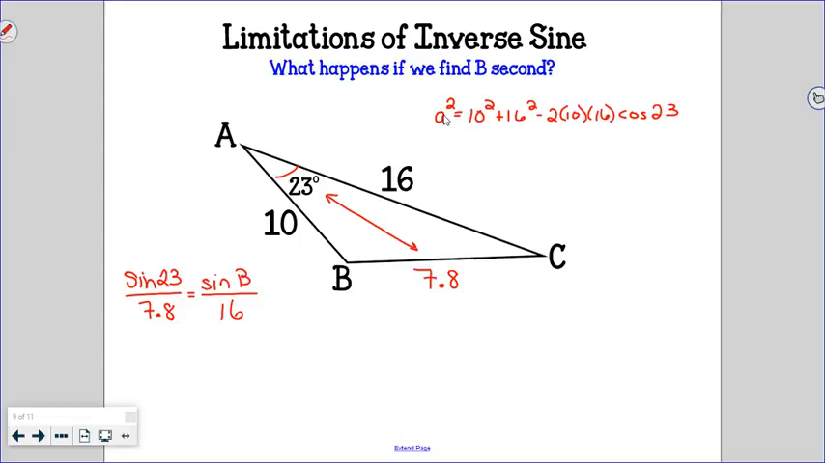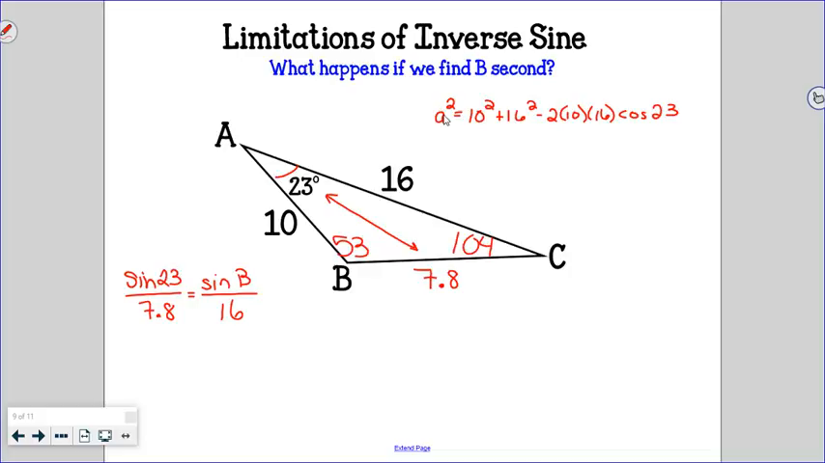Grab your calculators, do your cross multiply. We do have to use an inverse sine on this one. Okay, now my answer should be seeming very normal. It is an angle, so we're going to round to the nearest whole number. It's 53. Good? Okay, and I only have one angle left, so subtract from 180, and our last angle is 104, and we've got an issue, right?